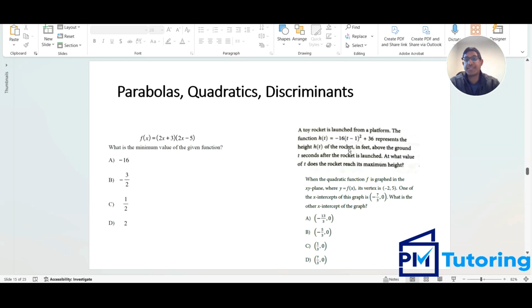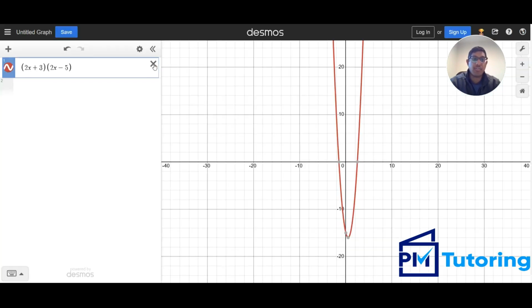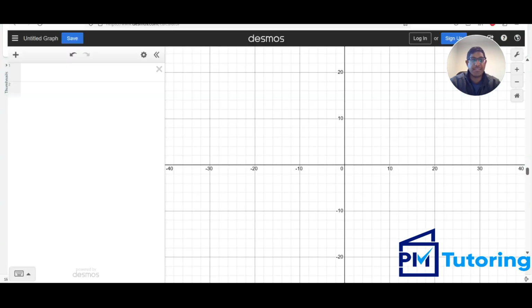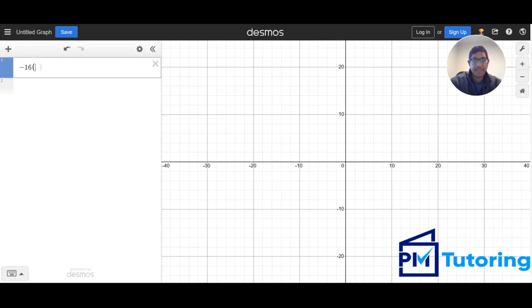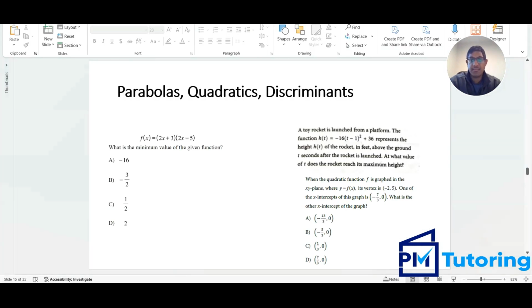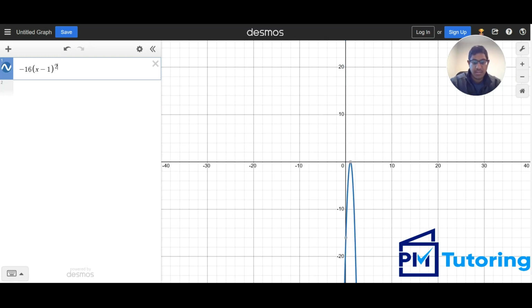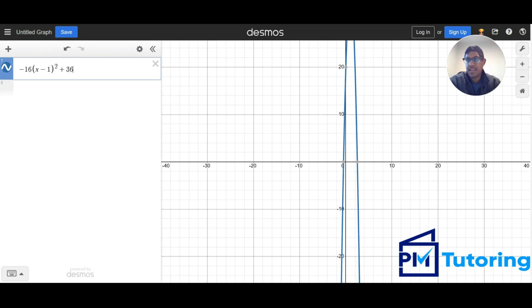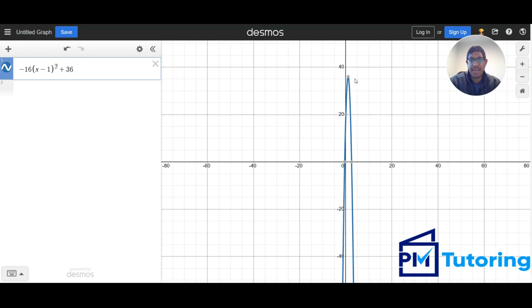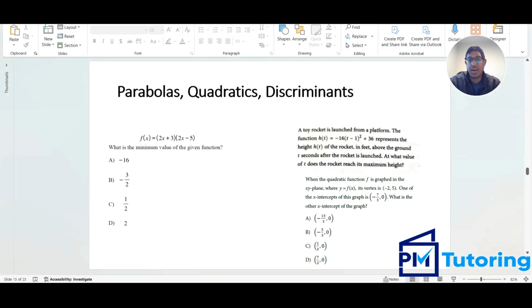Now this is in vertex form, so if you recognize that, you would realize that t equals 1, right? Just from a times (x minus h) squared plus k, where h comma k is your vertex. But if we either forgot that or wanted to double check, we could just throw it into Desmos. Negative 16, and that is going to be (x minus 1) squared plus 36. And we can zoom out to make sure that we see our maximum over there, and there it is, 1 comma 36. Again, t represented our input. That was our independent variable, so that's going to be 1.